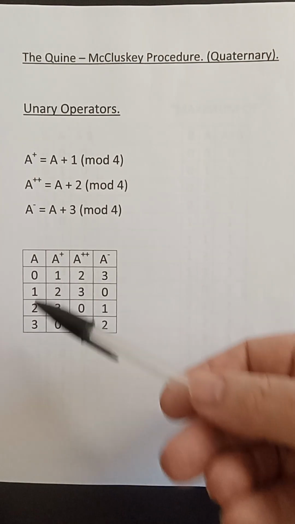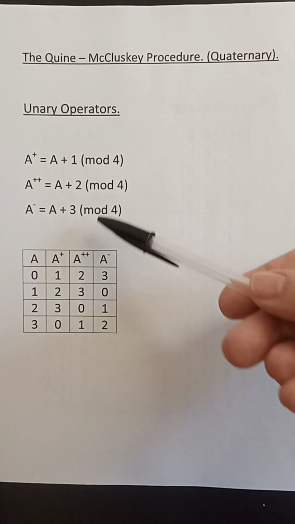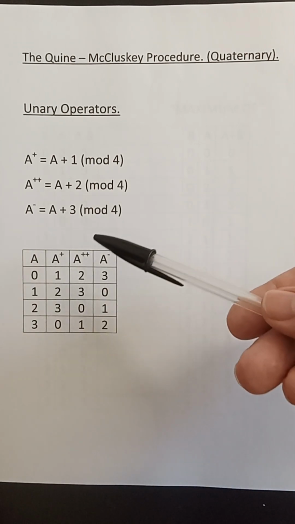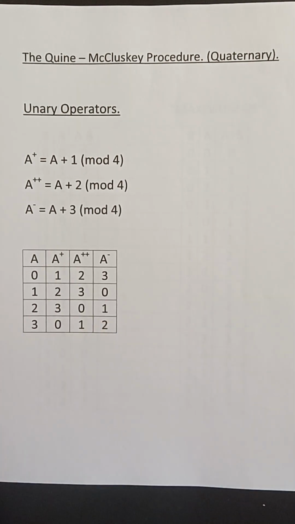So for example, 3 plus 3 is 6 divided by 4. Well, 6 goes into 4 once, remainder 2. So there's the remainder there too.